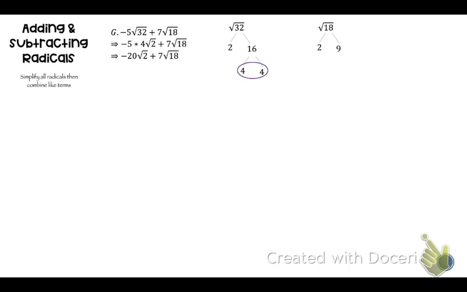We're going to break down the 18 also, so 2 times 9, 3 times 3. You can pull out that 3, and you have 7 times 3, which is 21 square roots of 2.